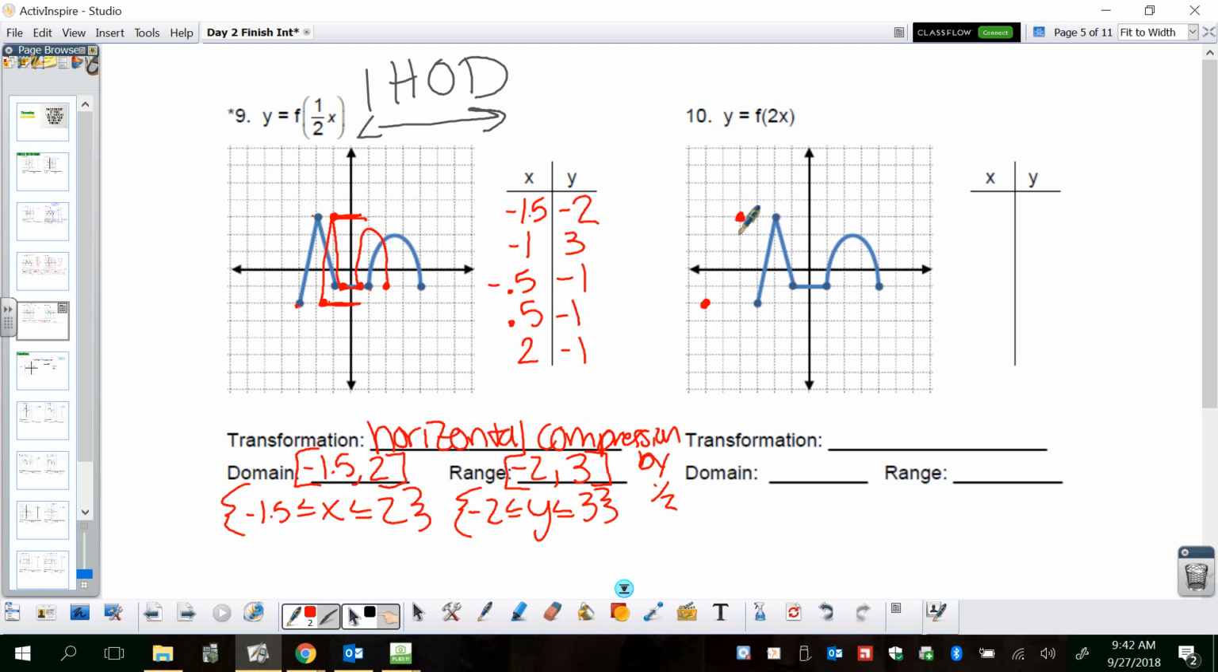What's 1 times 2? Okay, this goes over 1. What's 1 times 2? 2. And this goes over 4. What's 4 times 2? 8. So 1, 2, 3. So it's going to go right here. It's actually off the paper, which is fine. Okay. And we're going to connect them. Did it horizontally expand? Yes.